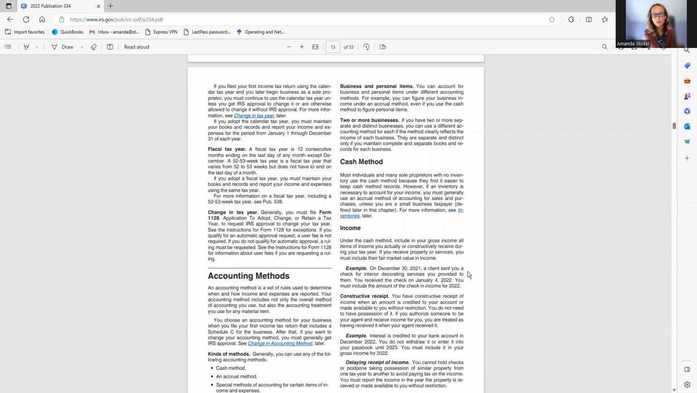Fiscal tax year. A fiscal tax year is 12 consecutive months ending on the last day of the month, except for December. A 52 to 53 week tax year is a fiscal tax year that varies from 52 to 53 weeks, but does not have to end on the last day of a month. If you adopt a fiscal tax year, you must maintain your books and records and report your income and expenses using the same tax year. For more information on a fiscal tax year, including a 52 to 53 week tax year, see Publication 538.